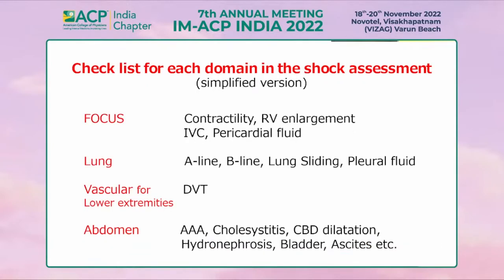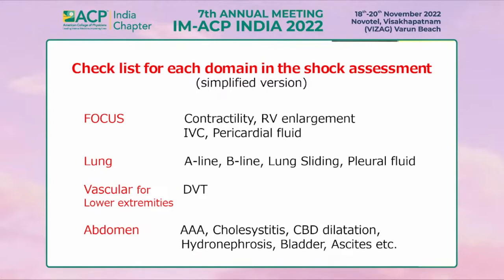This is a checklist for each domain in the shock assessment. As for FOCUS, we check LV contractility, RV enlargement, IVC diameter, and pericardial fluid. For lung, A line, B line, lung sliding, and the pleural fluid. In some cases, C profile and pneumonia may be checked. For vascular ultrasound, we check the DVT of lower extremities to check the risk of pulmonary embolism.